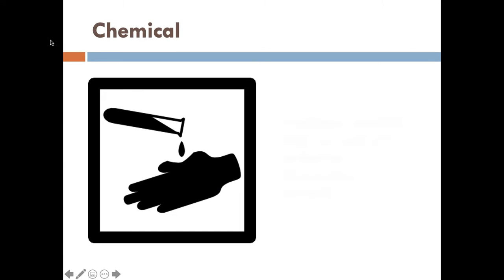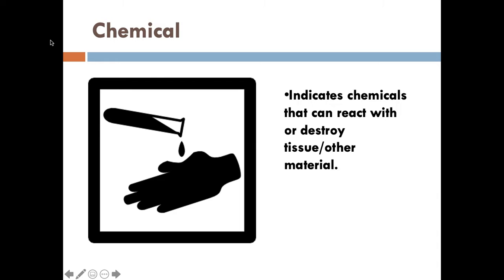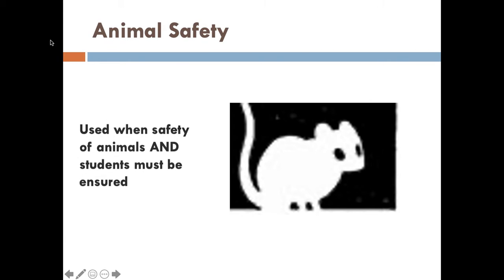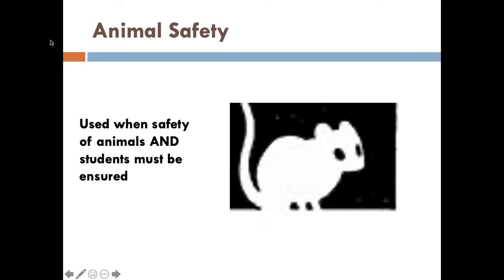This symbol means chemical hazard. It indicates chemicals that can react with or destroy tissue and other material. Basically, if a substance can give you a chemical burn, it might have this symbol on it. And animal safety. It's used when the safety of animals and students must be ensured.